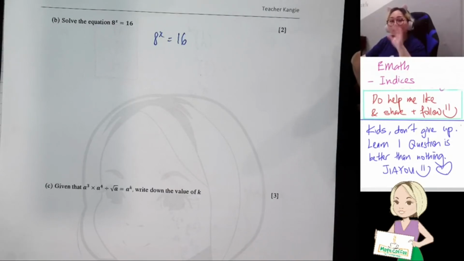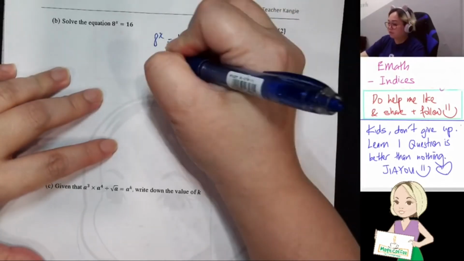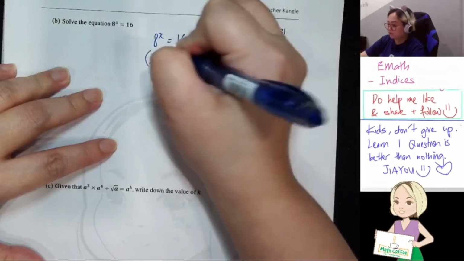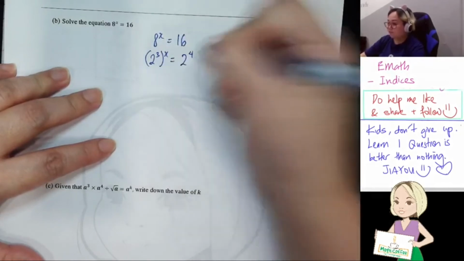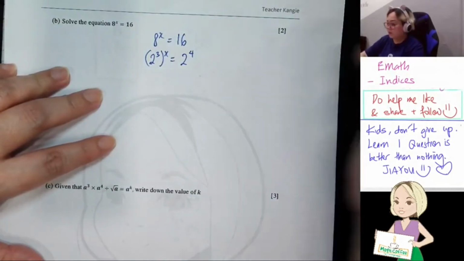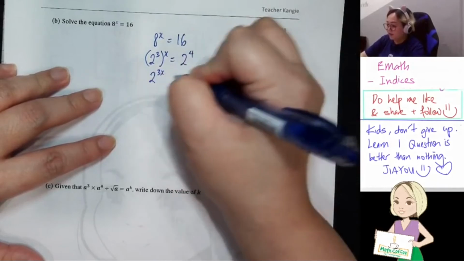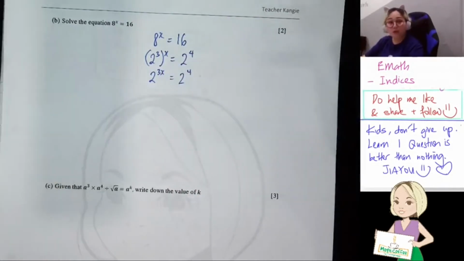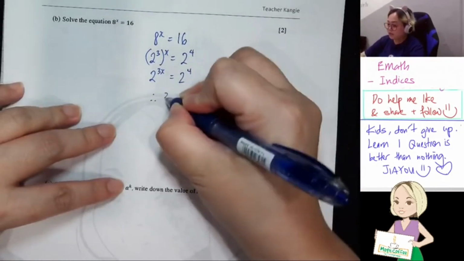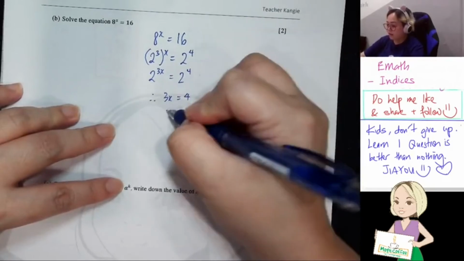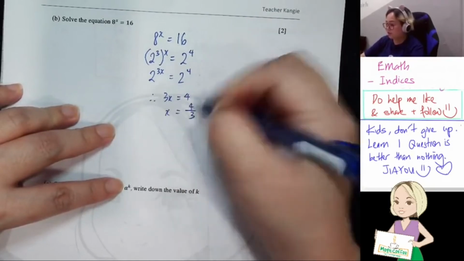You need to change the 8 to base 2. So 8 becomes 2 to the power of 3, and this is 2 to the power of 4. So this one becomes 2 to the power of 3x, and this one 2 to the power of 4. Now you can remove the base and say 3x equals 4, and x is equal to 4 over 3. Simple.